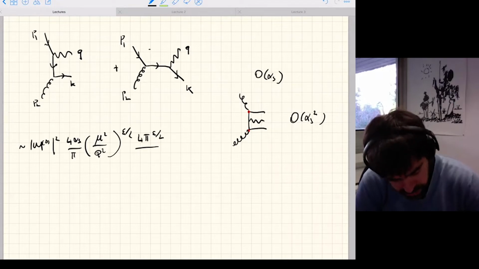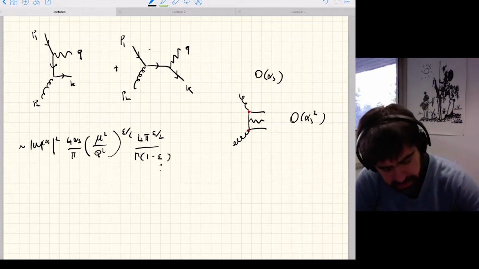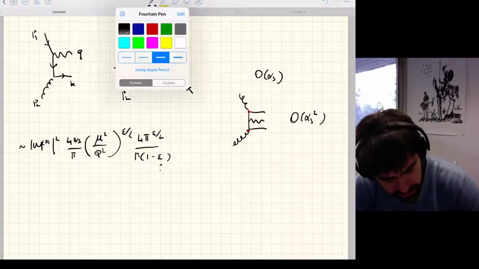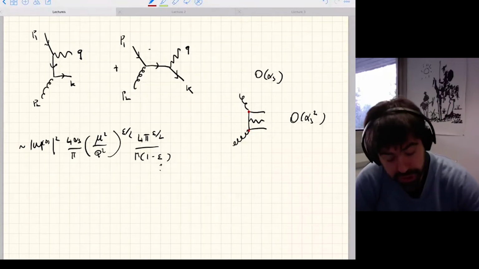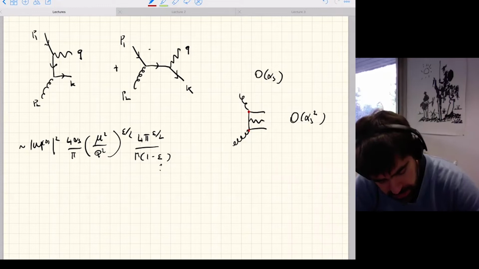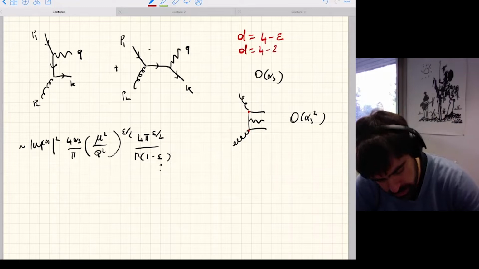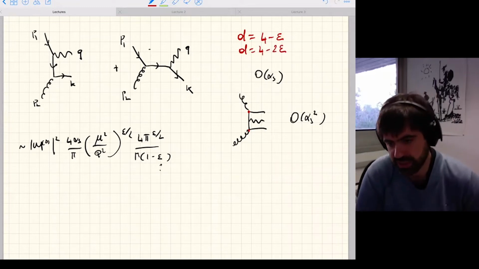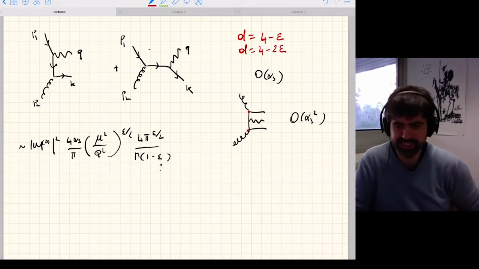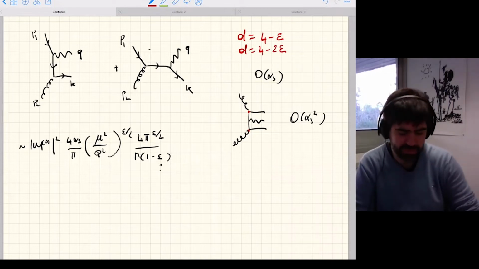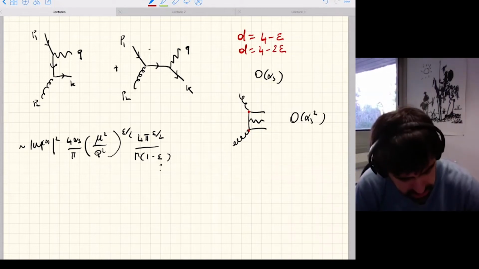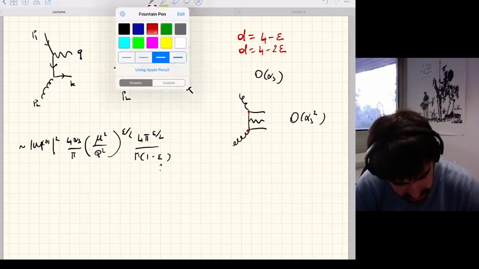I guess one warning, which I probably got wrong here, needs to be checked. Be careful if you take results from books, so you want to cross-check the calculation you've done with the book. Be careful that out there are two conventions. Some books or some papers use d equals 4 minus epsilon. Others use 4 minus 2 epsilon. And of course this is a factor of 2 difference, but now I'm wondering whether this gamma might be 1 minus epsilon over 2. But okay, I can check it later.